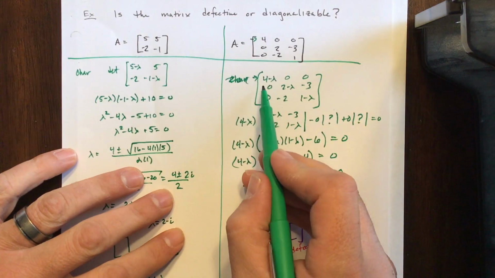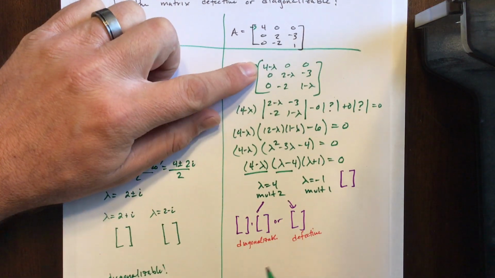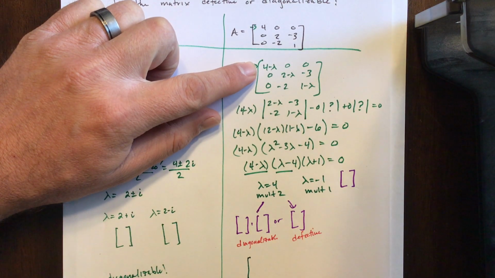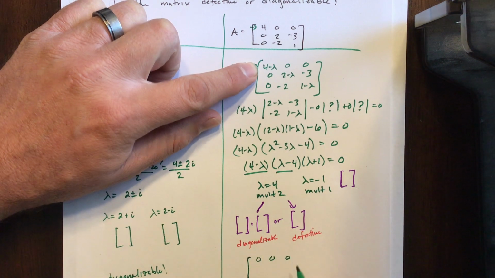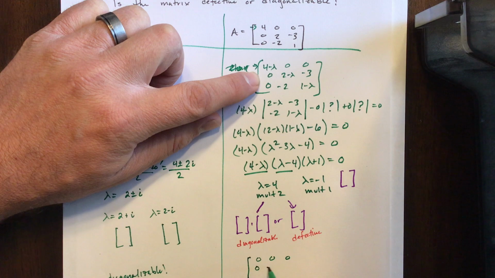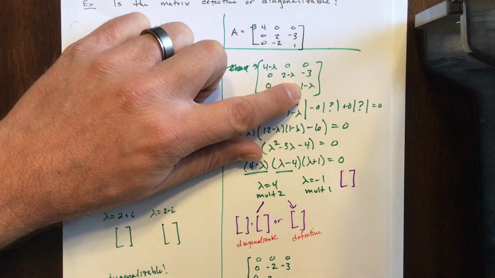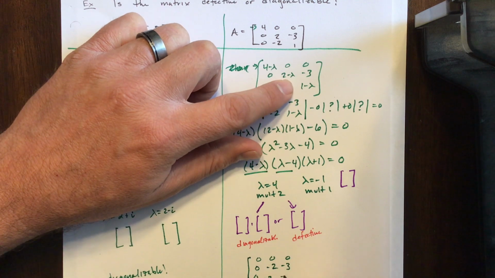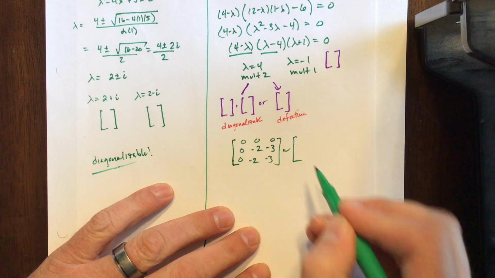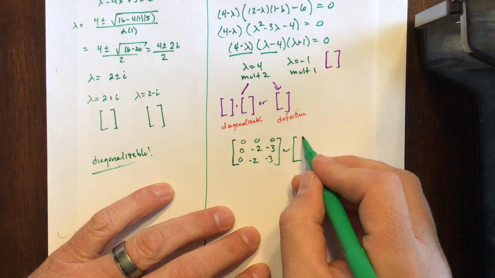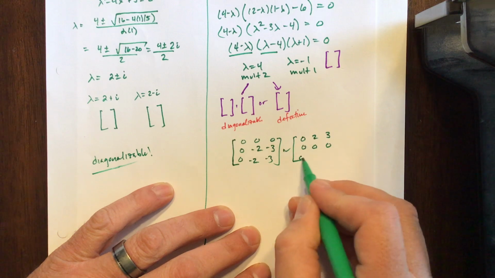We'll look at A minus lambda I for lambda equals 4. So I'm going to write that down. I'm probably not on the screen, but that's fine. 4 minus 4 is 0, 0, 0. 0, 2 minus 4 is negative 2, negative 3. 0, negative 2, 1 minus 4 is negative 3. So that's A minus lambda I. So row reduce that to 0, 2, 3 up top, and then 0, 0, 0, 0, 0, 0.